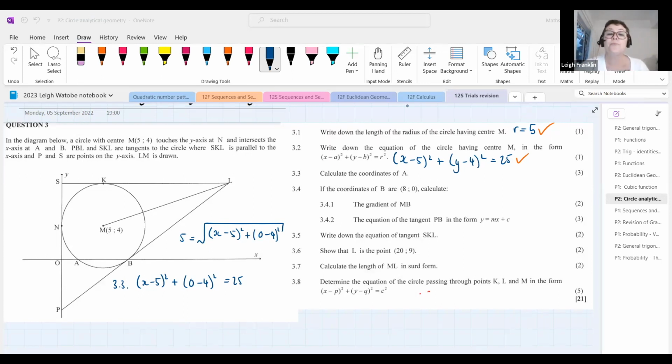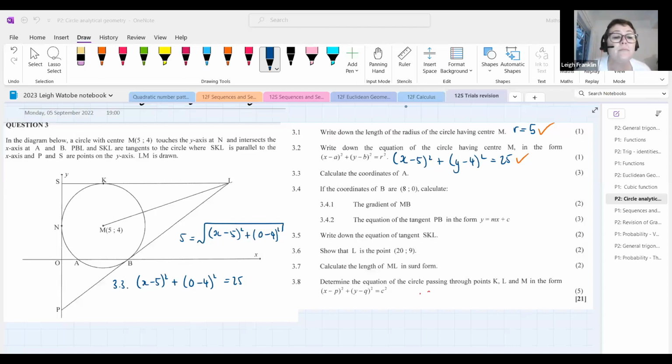Have you guys realized by now that this formula, x minus a squared plus y minus b squared equals r squared, is the distance formula? It's just been squared on both sides. That's because a circle is defined by a central point, and all the other points on the circumference are the same distance from that point. That's why the distance formula actually describes the equation of a circle.